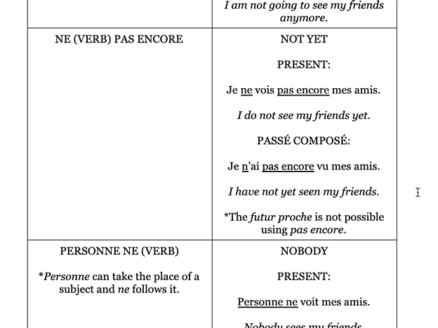Now, for this one, guys, the future proche is not possible because pas encore does not refer to the future, you know? So it took me a while. I was like, Jennifer, you have to come up with one for future proche, but no, it doesn't work like that, okay? So pas encore for the present and the passé composé.